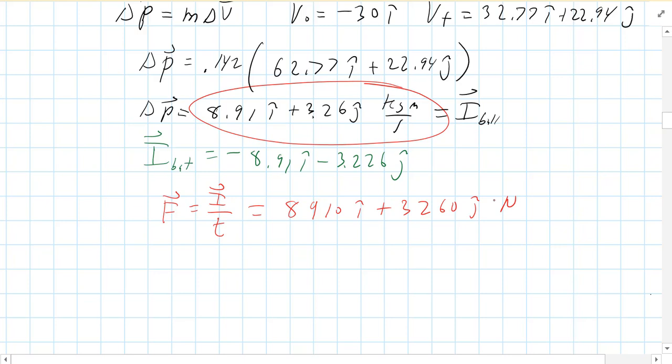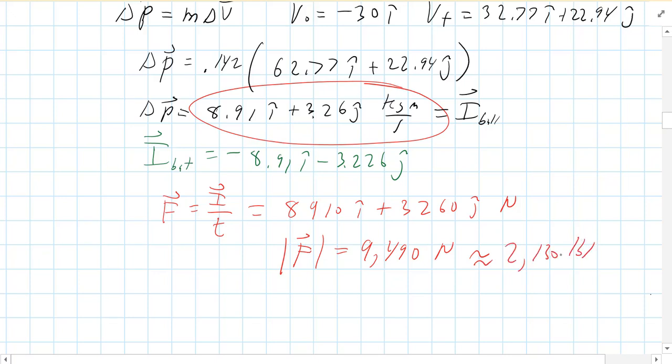And the force on the bat would be the opposite. Just put negative signs in front of both of those. And then you could also Pythag those to find the magnitude of the force acting on the ball. If you do that, you get about 9,490 newtons. And by the way, that's a big number. That's roughly 2,130 pounds.